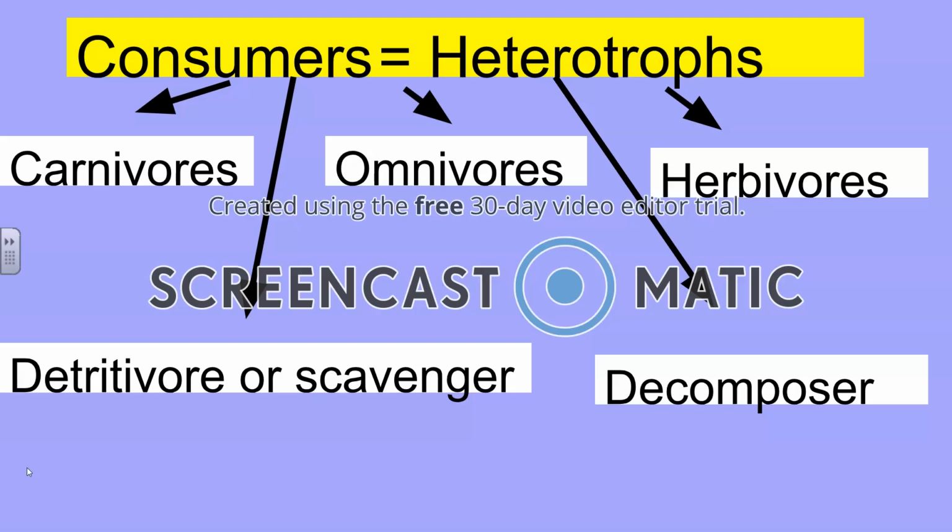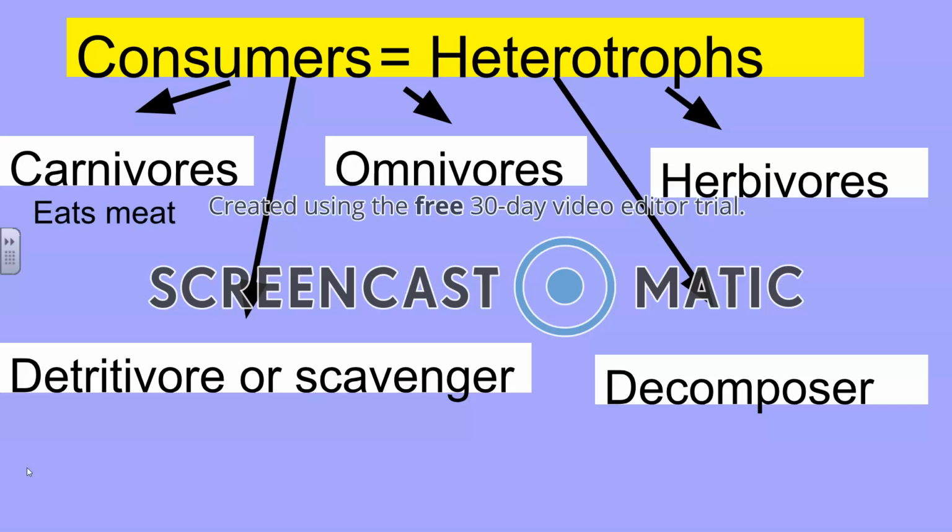All right, let's switch to consumers. Consumers are also called heterotrophs. Yes, that's what we are. Now, which type of consumer are we? Carnivores? Do we eat only meat? We are both. Yes, so we're not herbivores because herbivores eat only plants. So then we are both. Which one of these words means both? Omnivores. Yes. All right.